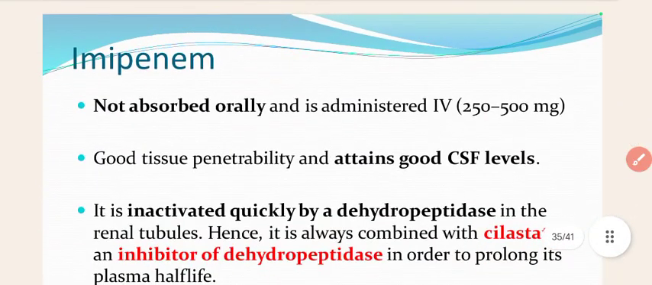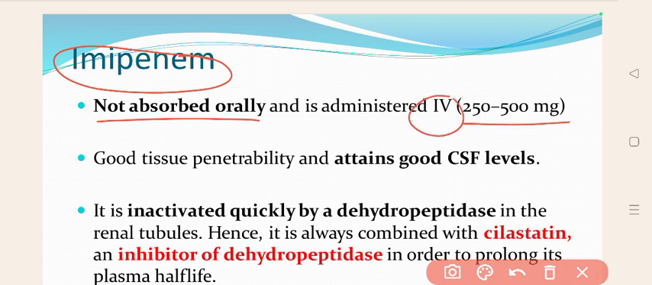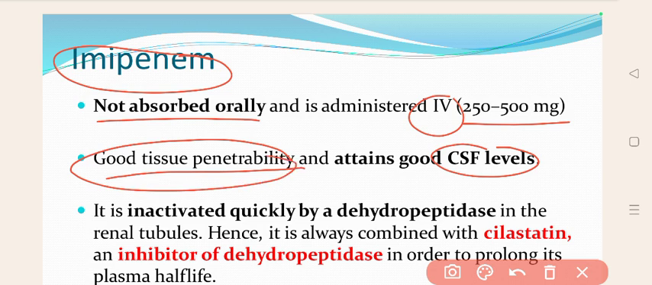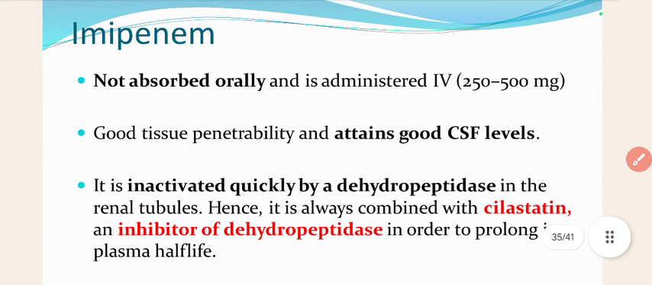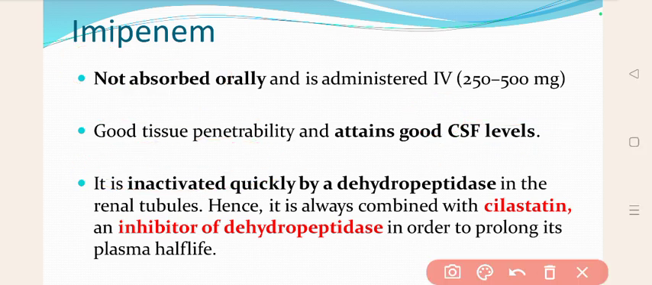Now in that category, the most commonly used drug is imipenem. Imipenem is not absorbed orally, so it is given intravenously, 250 to 500 milligram. It has good tissue penetrability and achieves a very good level in the CSF. These are the advantages. But the problem with imipenem is that it is inactivated by the enzyme dehydropeptidase in the renal tubule.